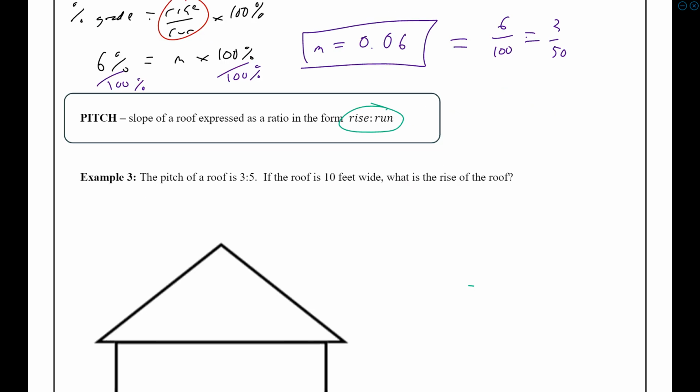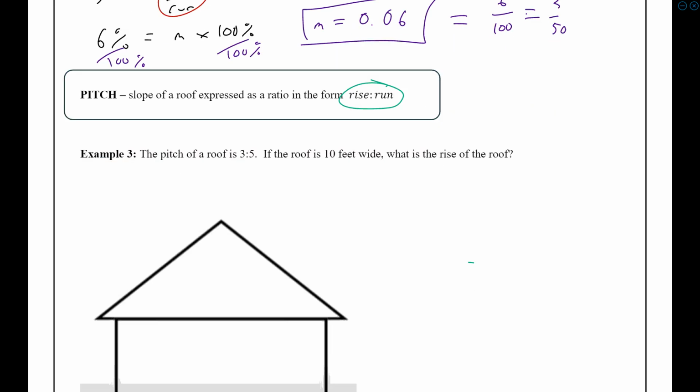So simply put here, the pitch of a roof is 3 to 5. So we know, proportionally, that for every 3, this is 5. Right? For every 3, this is 5. But it actually says the roof is 10 feet wide. Now if it's saying wide, are we talking about run or rise? Yeah, the run. So if it's this wide, that's the run.